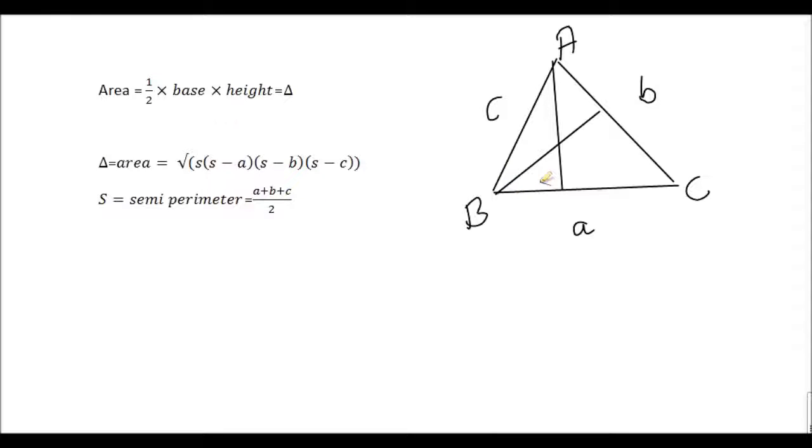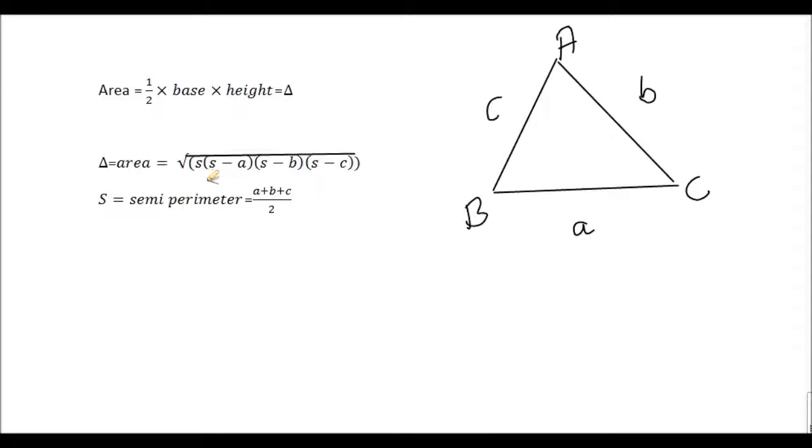To find the area of a triangle, we have one more formula. This is called Heron's formula. Delta is equal to, generally area is denoted by the letter delta, the square root of s into s minus a into s minus b into s minus c.